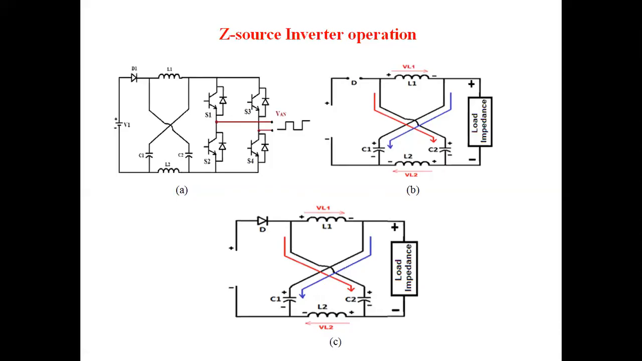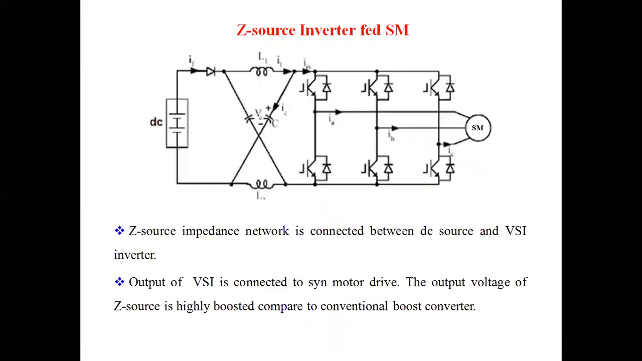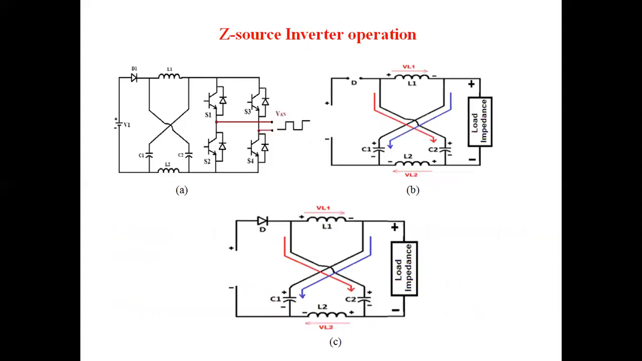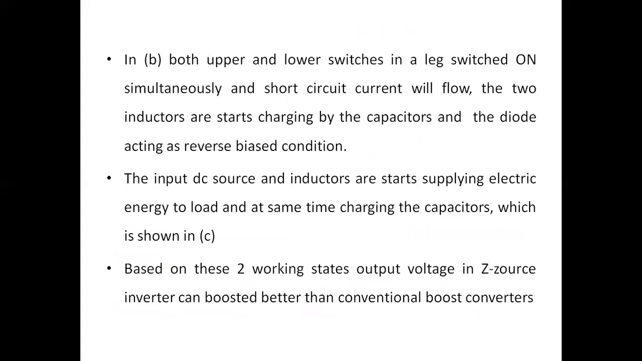Once the output of the inverter is boosted, it is connected with the synchronous motor drive. Then we can remove the amount of ripple current present in it. Based upon that, the performance of the synchronous motor is improved. So this is called the Z-source inverter fed synchronous motor drive operation.